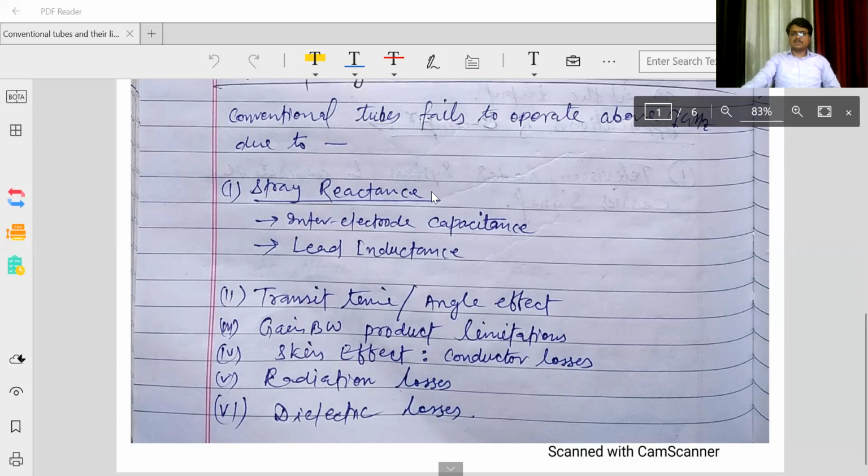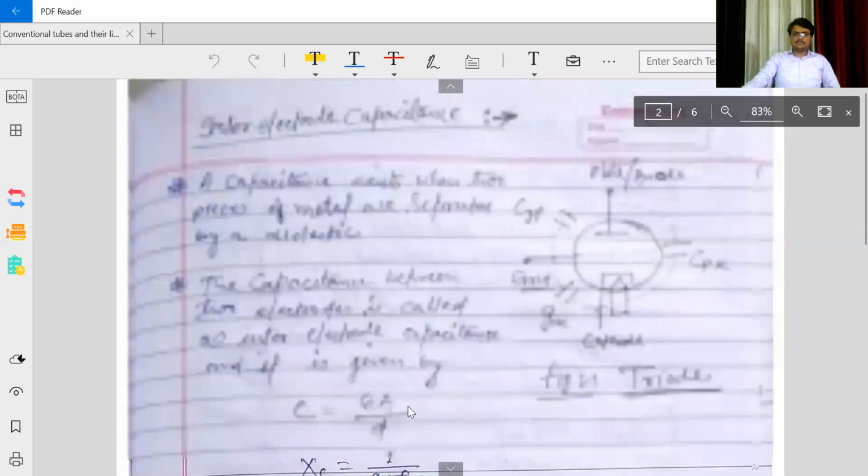First, stray reactances, which are of two types: inter-electrode capacitance and lead inductance. The second one is the transit time or angle effect. The third one is the gain bandwidth product limitation. The fourth one is the skin effect or conductor losses. The fifth one is the radiation loss. And the sixth one is the dielectric loss. So these six limitations are there for the conventional tube. We will see them one by one.